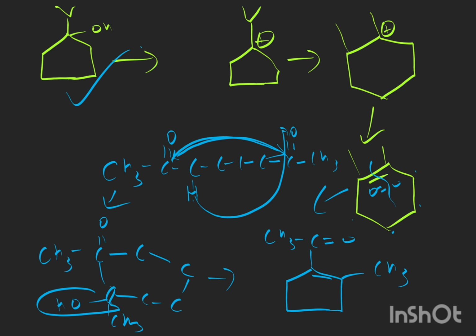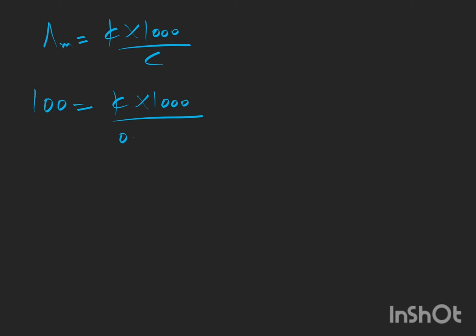Let us go to the smartboard. So lambda m is kappa into 1000 upon C. So lambda m, given as 100, is equal to kappa into 1000 upon 0.0225, right? So that means kappa is equal to 0.0225 upon 10, which is equal to 1 upon R into L upon A.